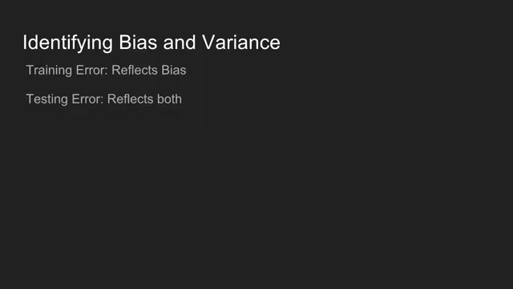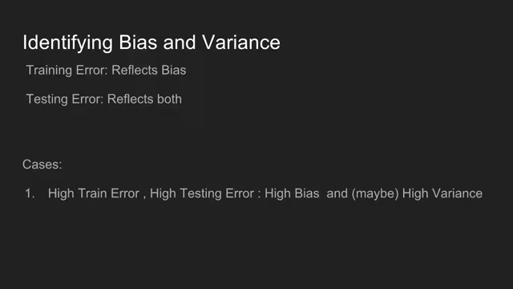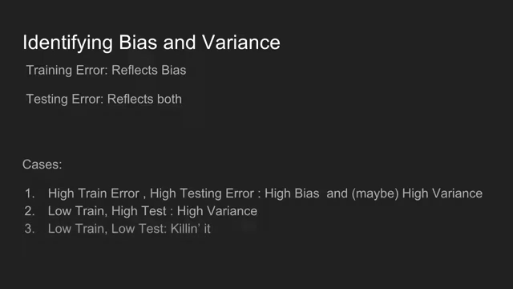So if training error and testing error are relatively equal, you'll probably have high bias and maybe have high variance. That's really unclear. What you could do is just tackle high bias first. If you have low train and high test, that just means you have high variance. Your model is too complicated and you are overfitting. And then if you have low train and low test, you're killing it.